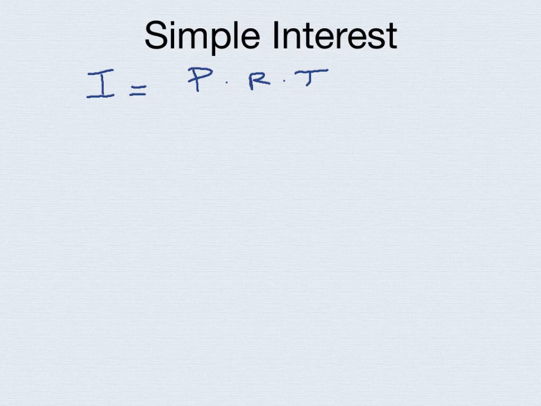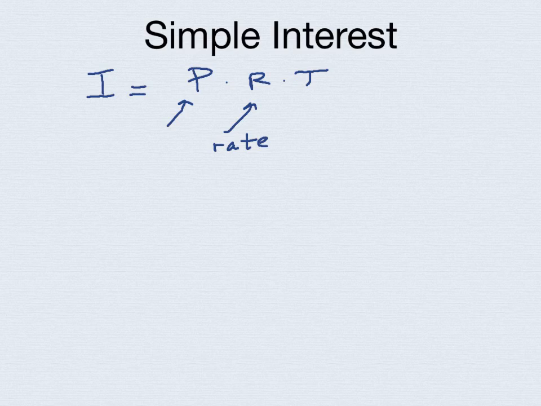The formula for simple interest is different from the way we've been solving percent problems up until now. We're not going to use two equivalent fractions and cross multiply. We're going to use this formula. P stands for the principal, which is the amount of money you're going to invest or the amount of money that you're going to borrow. R stands for the rate of interest.